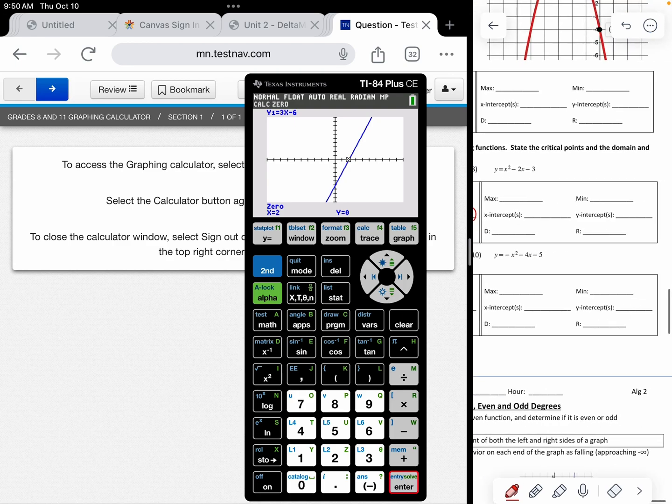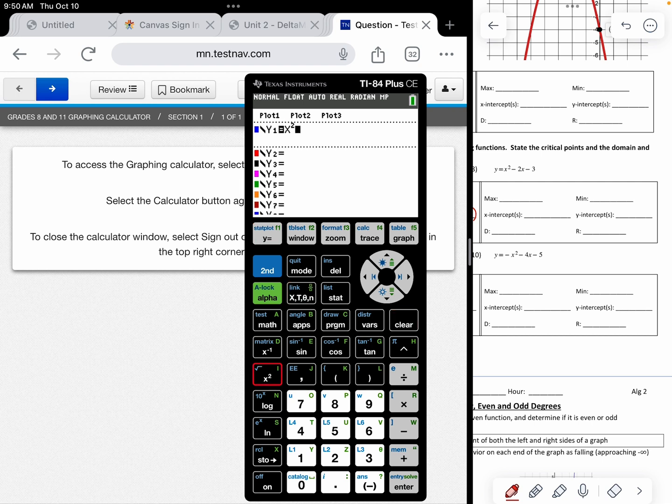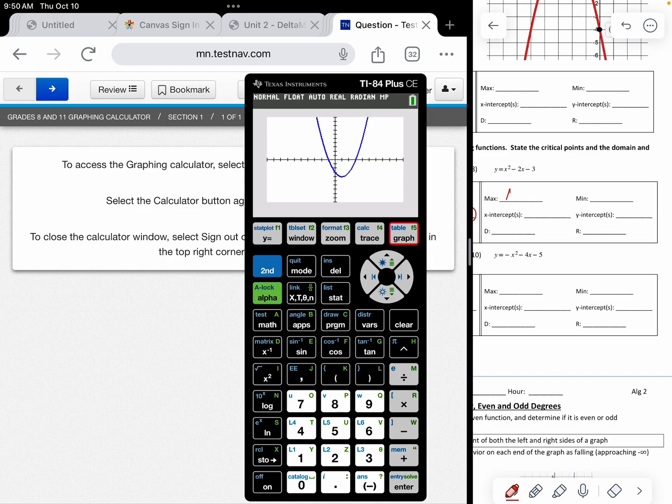Let's try another one. So we're going to go to y equals, clear that. We're going to go x squared minus 2x minus 3, and hit graph. Here we have a parabola, which we'll cover more later this year. So this parabola does not have a maximum, because there's nowhere where it switches from increasing to decreasing. I do see a minimum at the bottom of that view.